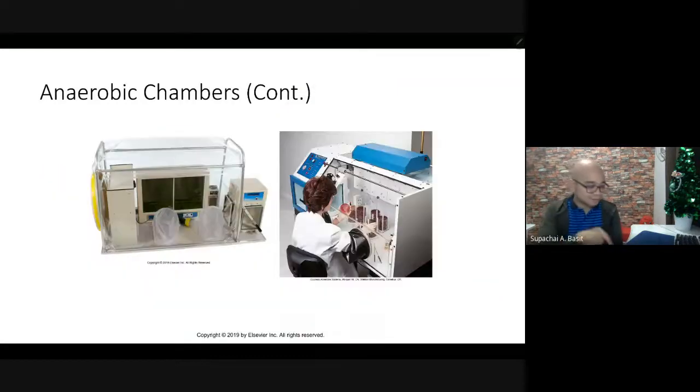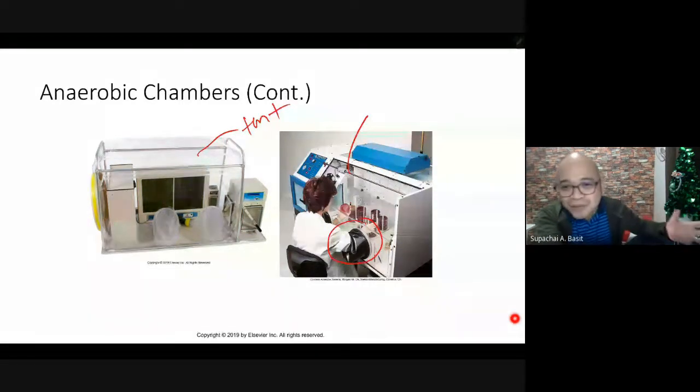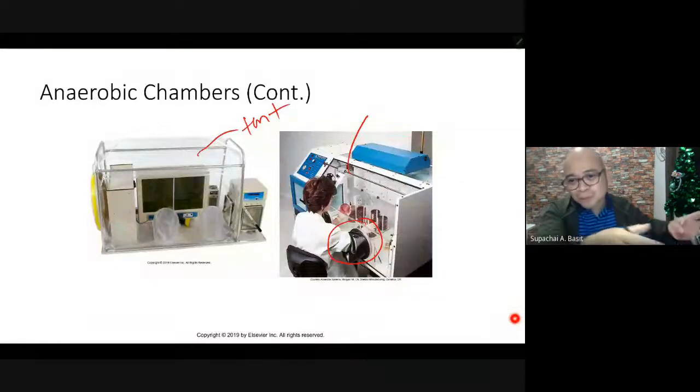Okay, so ayan yung example ng anaerobic chamber. So ito tent, medyo mas mura to, tent lang to. Ito talaga yung chamber talaga na mas mahal. Nonetheless, yung loob nito, ibig sabihin walang oxygen. Ito yung glove box, oh. So, yung kamay mo lang yung ipapasok mo para makapag-work ka.